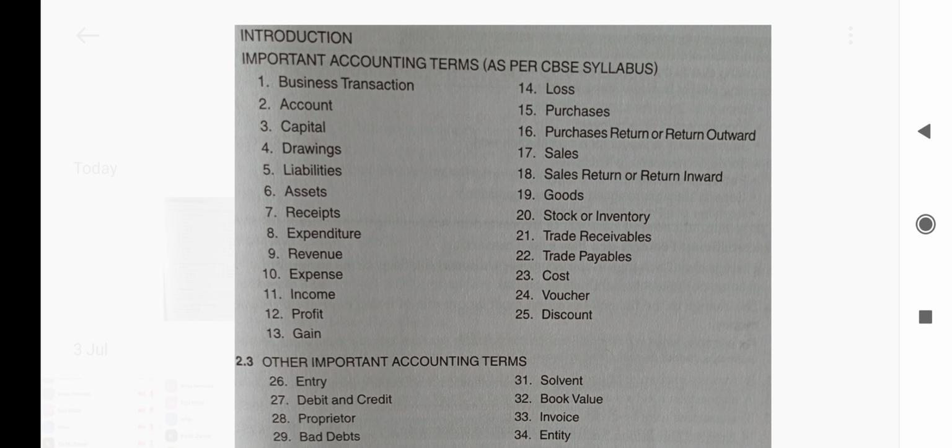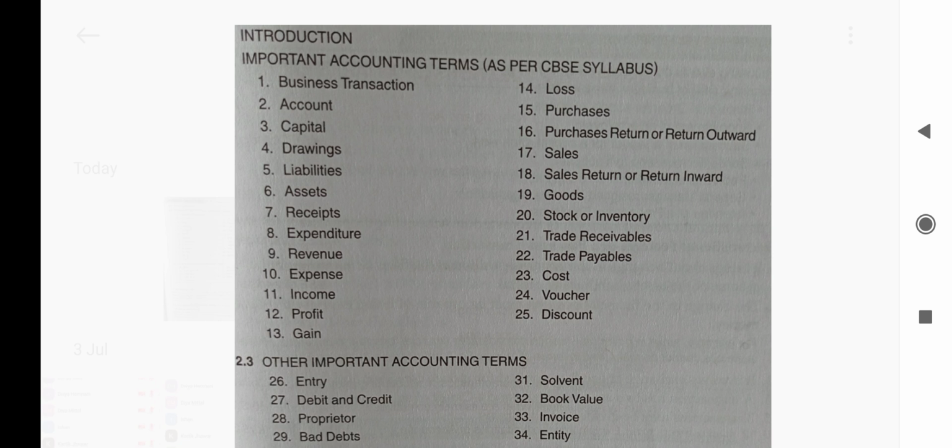The next term is drawings. Withdrawal of money and/or goods by the owner from the business for personal consumption is known as drawings. Drawings reduce the investment or capital of the owner.